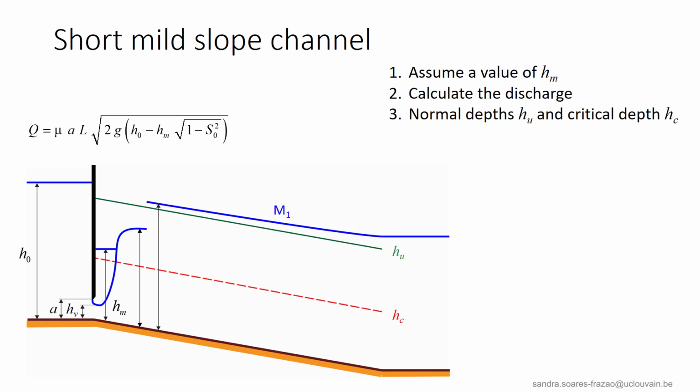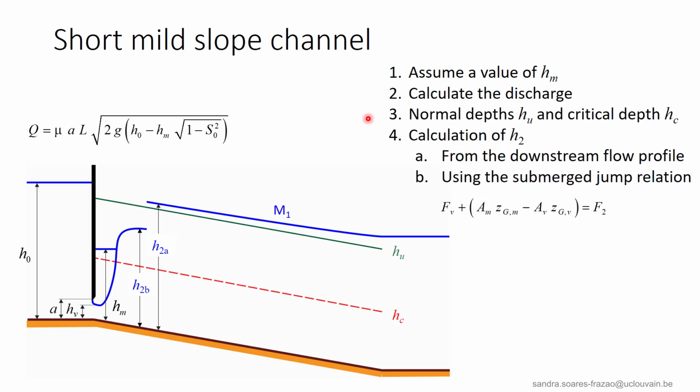In the case of a submerged hydraulic jump, the first estimate of the discharge is wrong. It has to be corrected, as the discharge is influenced by HM, the depth of the roller area. So we start a trial and error procedure. We assume a first value of HM. With this value, we can recalculate the discharge and then the new normal and critical depths.